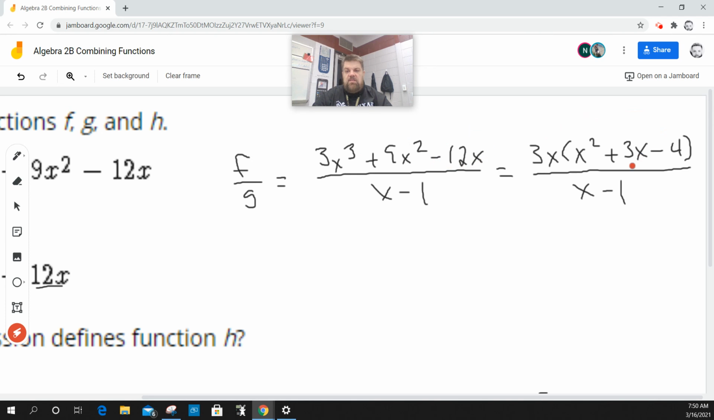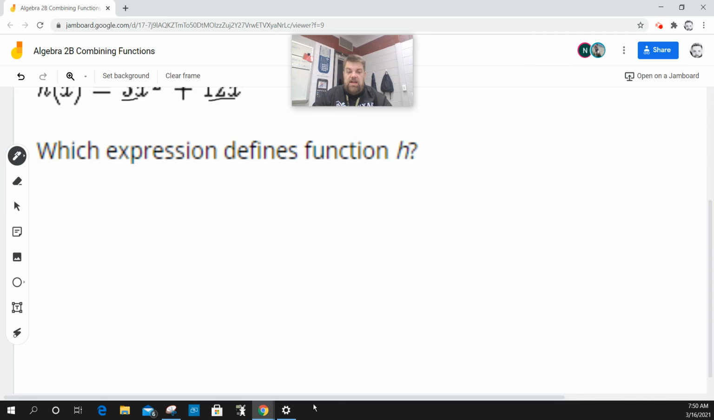So now I've got to try to factor this, and I think that becomes, in parentheses, x plus 4 times the quantity x minus 1. Now I'm going to come way over here to double check that. I believe that x plus 4 times x minus 1 will equal that stuff.